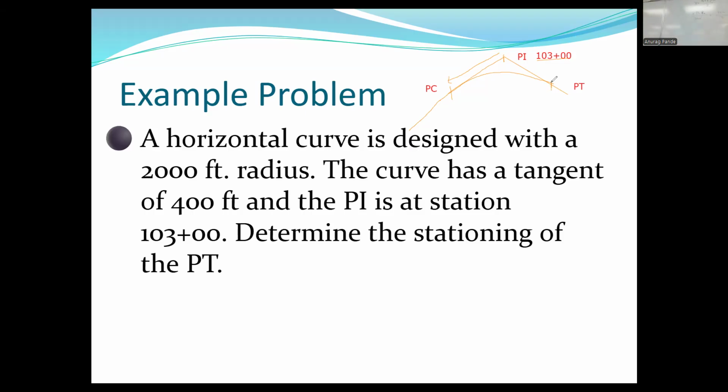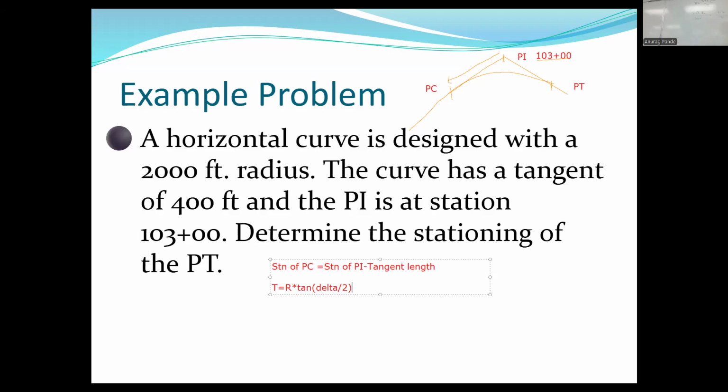So the stationing of PC in this example, station of PC is equal to station of PI minus the tangent length. So I need to subtract this tangent length and come back to the PC. Now, do I know the formula for tangent length? Yes, I do, because the tangent length is defined as R times tangent delta over 2.